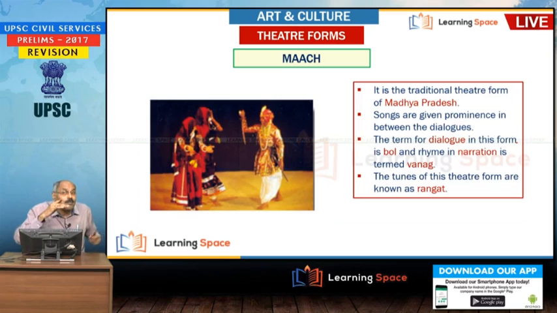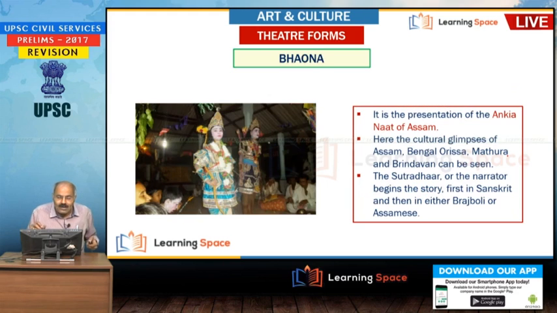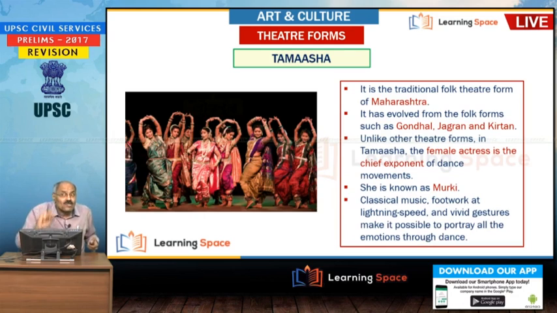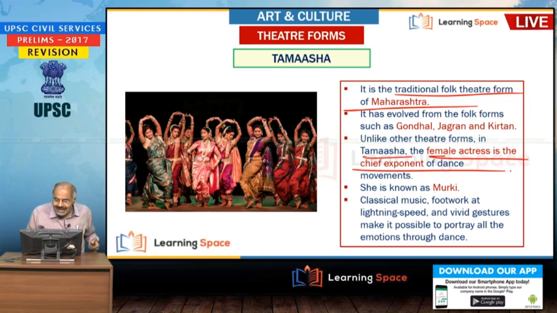And if you go further, Maach, this is the traditional theatre from Madhya Pradesh, and here the term for dialogue in this form is Bol. Then Bhaona, the presentation of Ankiya Nat of Assam. Here the cultural glimpses of Assam, Bengal, Odisha, Mathura and Vrindavan can be seen. Then Tamasha, the traditional folk theatre of Maharashtra, and the remaining things I have given here. And unlike other theatre forms, in Tamasha the female actress is the chief exponent of dance movements.